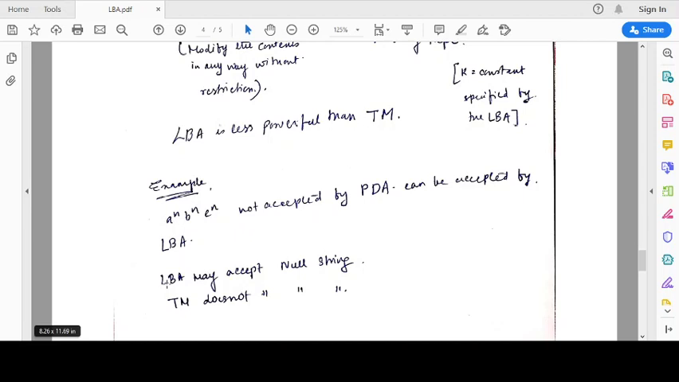Another significant point about linear bounded automata is that it can accept the null string. But if you remember, a Turing machine cannot accept the null string. This is a very major difference between a Turing machine and a linear bounded automata, which you should remember.